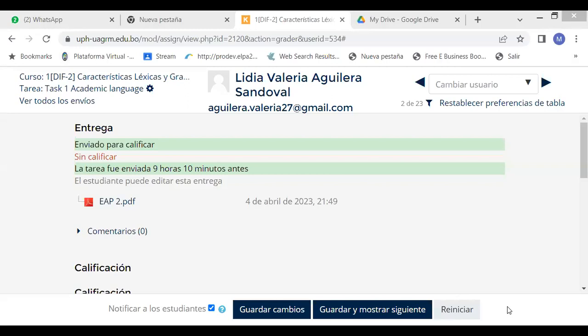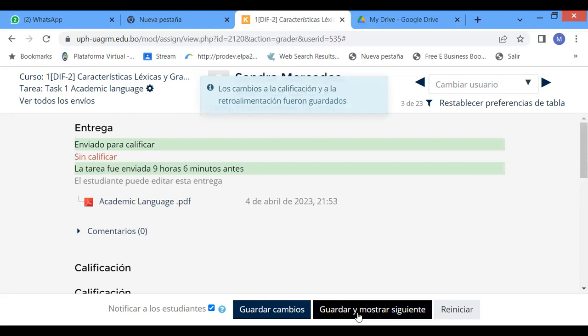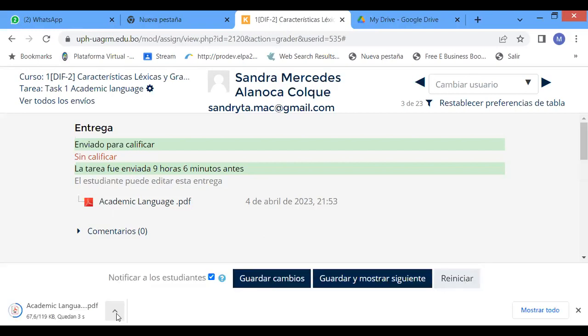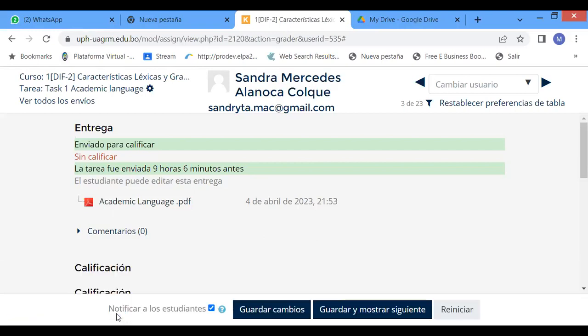Yeah. So solo está Aguilera. Okay. Lidia Valeria Aguilera, no. Ya, vamos a ver el celular. Sandra Mercedes. Sandra Mercedes. Yes, group 5. ¿Es el mismo? Yes, it's the same. No es el mismo, pero igual solo tengo dos nombres, digamos, para calificar.